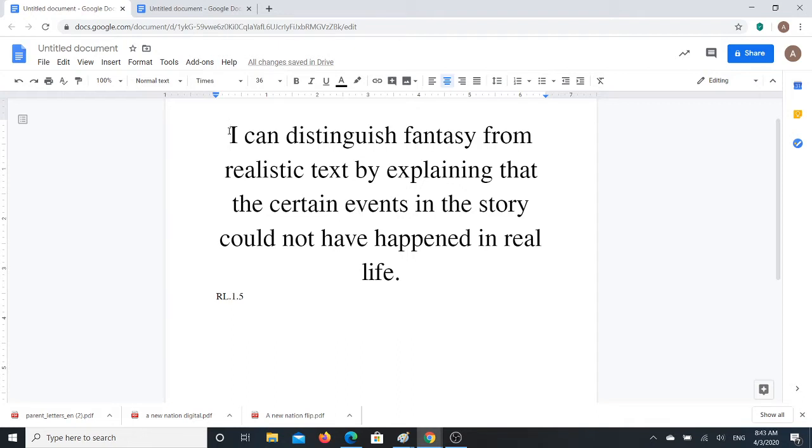We've been working on fairy tales. Today we're doing lessons 8 and 9, Jack and the Beanstalk. And our learning goal for today is I can distinguish fantasy from realistic text by explaining that certain events in a story could not have happened in real life.